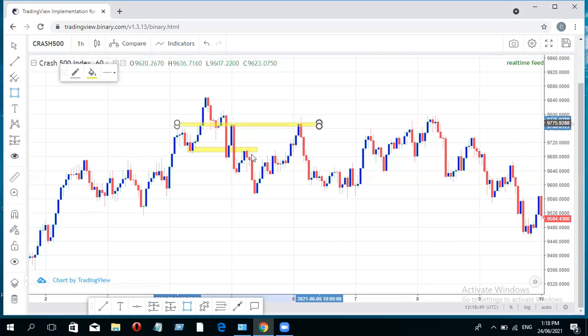I would have made my entry either here or here, because this was the last low, and you can see the market broke structure right here, came to retest, then came down. This place could not hold it. It had to go back up because there was some kind of level around here, some kind of support, which sends price back up.